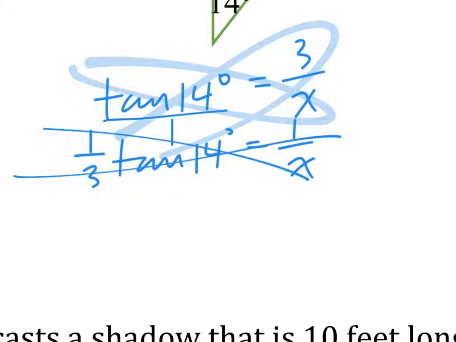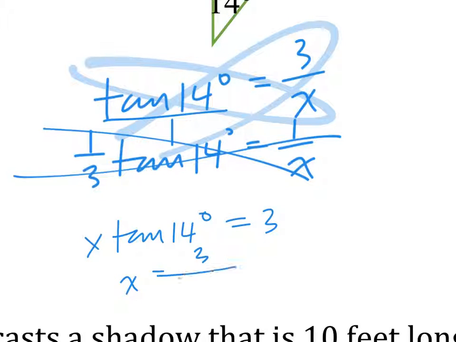All right, so you would get x tangent 14 degrees equals 3. So then x is equal to 3 over tangent 14 degrees. Okay, so if you are having trouble with this part, make sure you write every step out with cross multiply. The answer is 12.03.